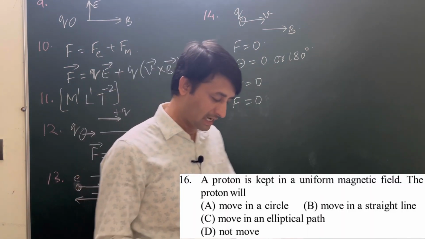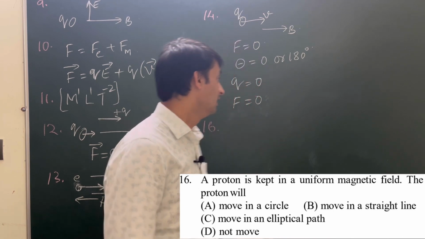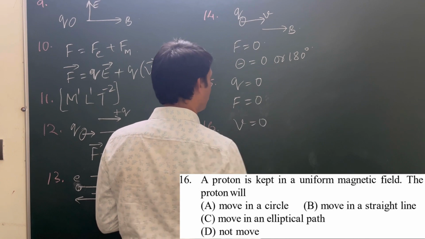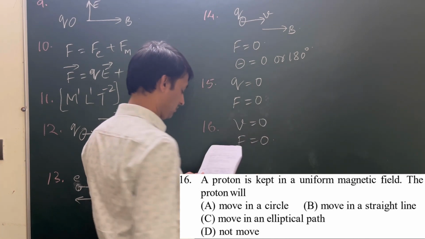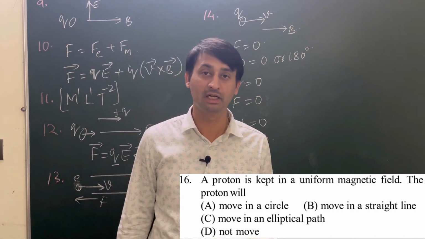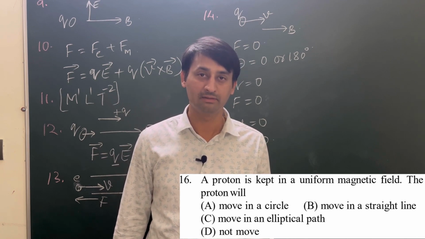A proton is kept in a uniform magnetic field. Here the proton is kept in a magnetic field, which means the velocity of the proton is equal to 0, so the force acting on the proton will also be equal to 0. The proton is stationary and it remains stationary, it will not move. Option D is the correct answer.